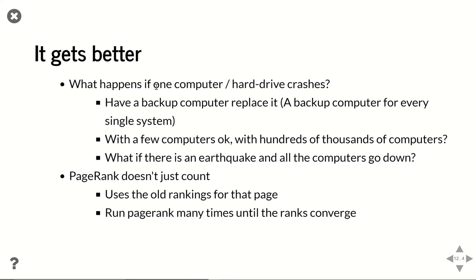Then you have the problem that at Google, a hard drive crashes every minute, or probably much more frequently now. How do you have a backup computer replace it? How do you know what was on that hard drive? How do you quickly replicate that information? And how do you make sure all of your tasks that were running on that computer get moved easily to other machines? And then, of course, if you have something like an earthquake or a power outage at one of your data centers, how can you seamlessly make sure that the traffic gets diverted to somewhere else?